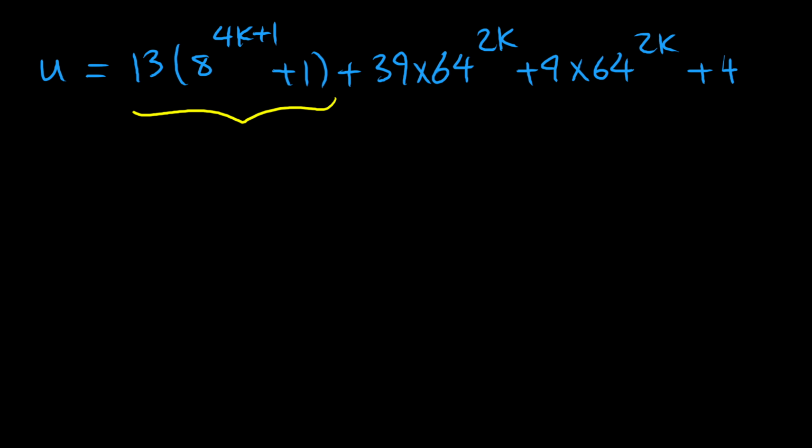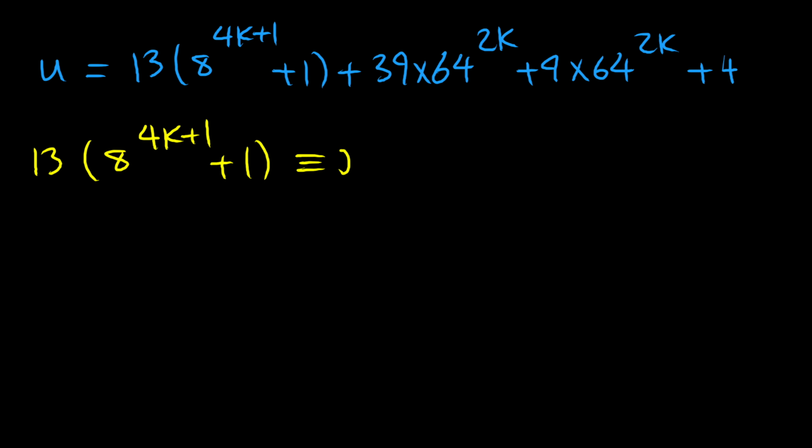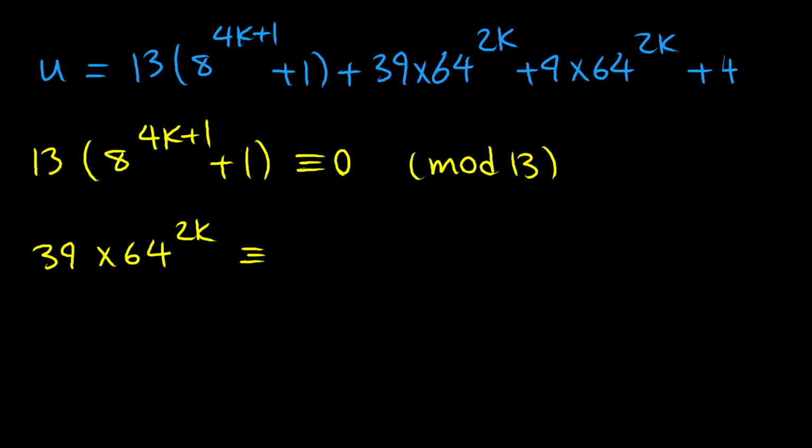Therefore, I can say that 13 times 8 to the power of 4k plus 1 is congruent to 0 mod 13. And the same thing is true for 39 times 64 to the power of 2k. But this one and this one are not divisible by 13. But we can do something else.